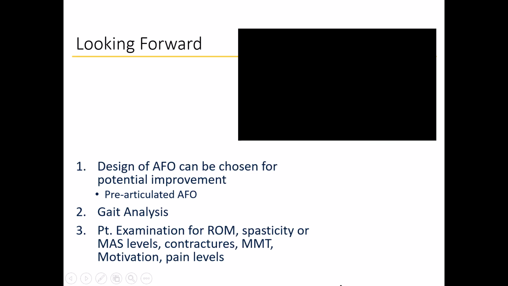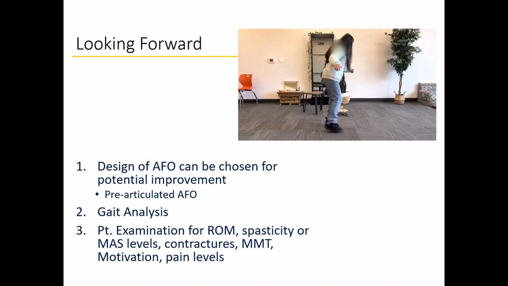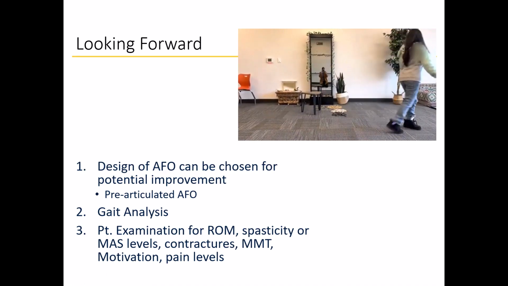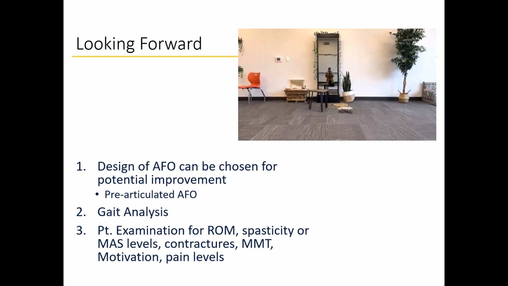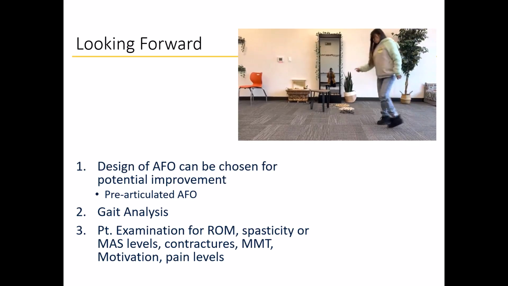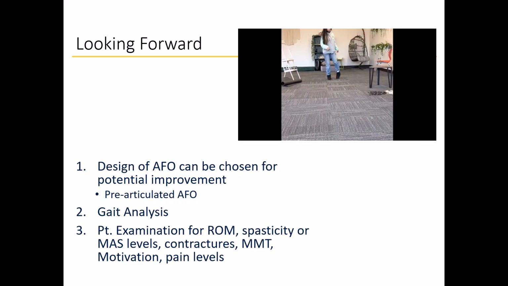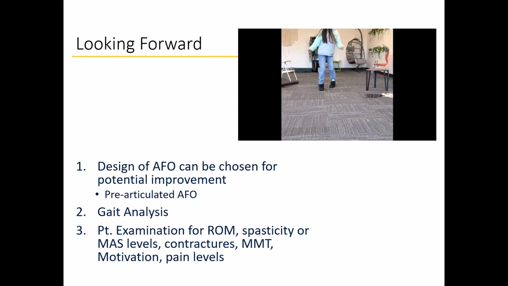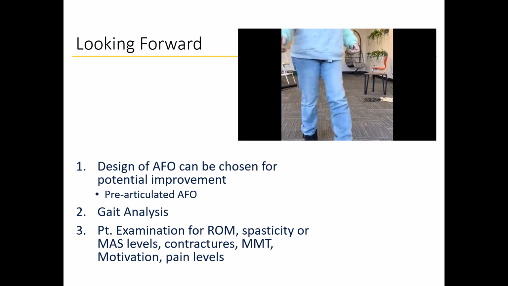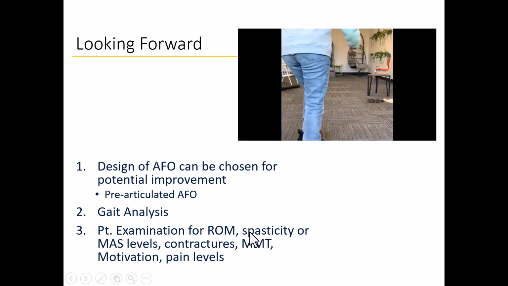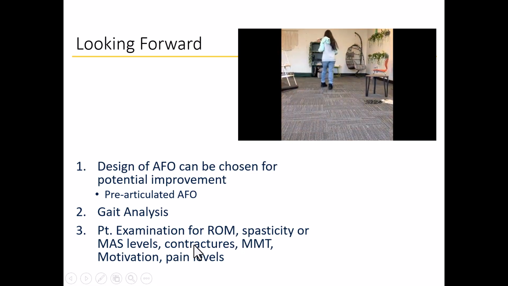So looking forward, when we're thinking about picking a design of an AFO, we choose one for potential improvement. For example, this patient is ambulating and they already have their AFO on. If we can hypothesize what kind of AFO they have and what it can be controlling for, we can tell that she still has a little bit of in-toeing. We can tell she has a little bit of a lateral trunk lean. So we can gather she probably has some type of spasticity, that she may have some contractures, and she may have some pain.